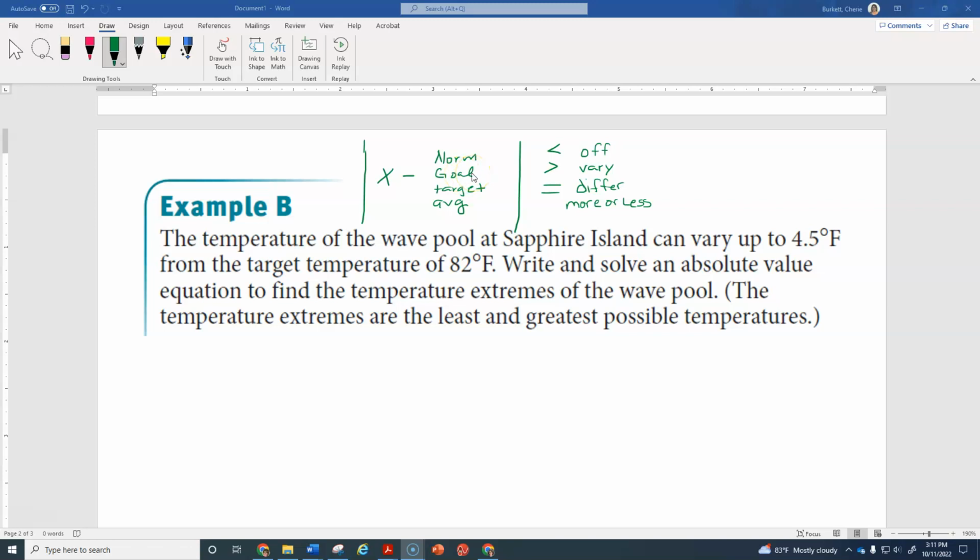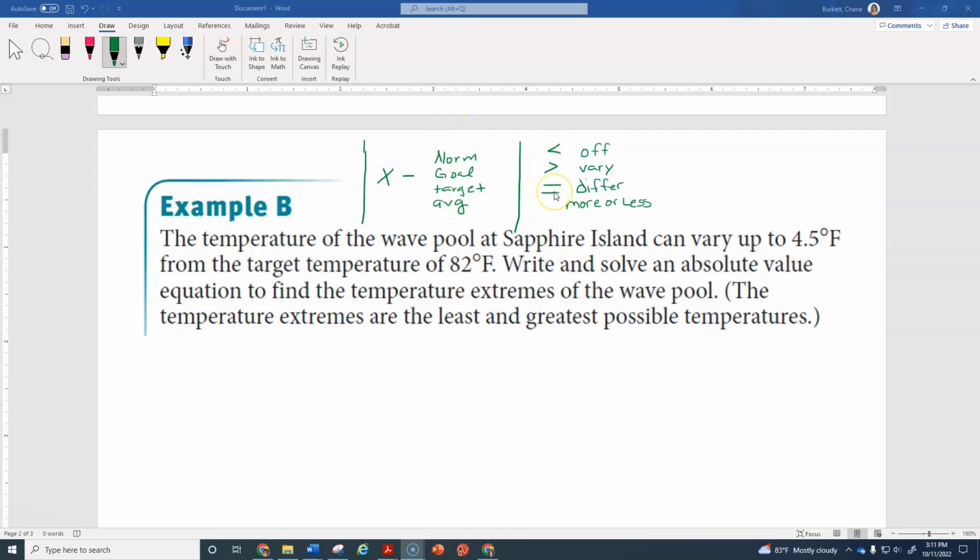might be X number of pounds. My target weight, the thing that I'm trying to get to, or it might sometimes be an average. This one right here, in this problem, uses the words "target temperature." It's where they're trying to get to. That lets you know that that's going to be the number that goes inside the absolute value bars.